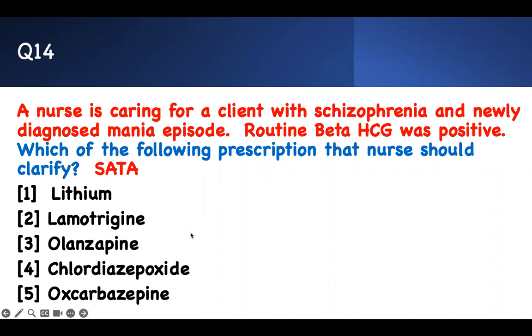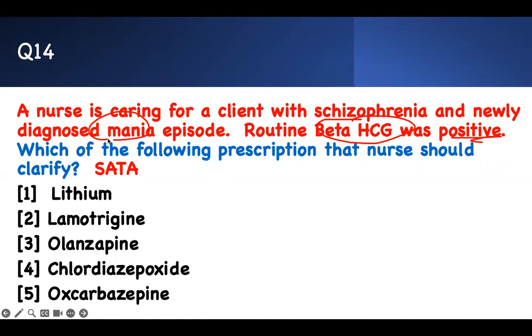Which of the following prescriptions should the nurse clarify? Select or apply. This question is asking something specific. A nurse is caring for a client with schizophrenia and a newly diagnosed mania episode, with whom beta hCG was positive. You have schizophrenia, you've been diagnosed with mania at the same time, and your pregnancy test is positive. Which of the following prescriptions should the nurse clarify?